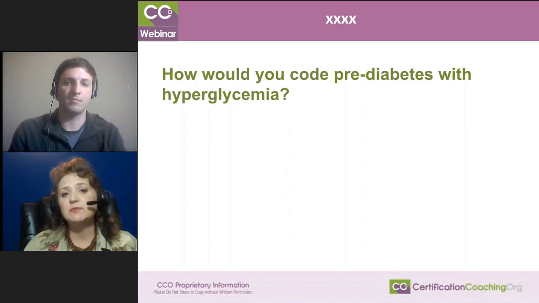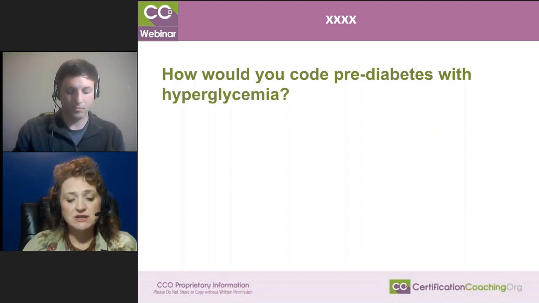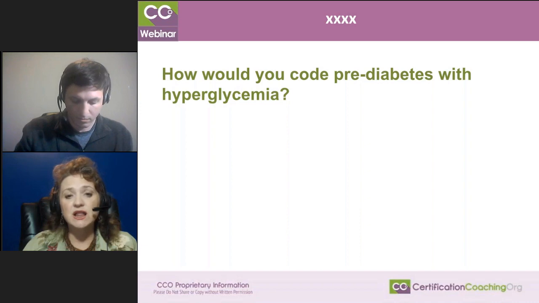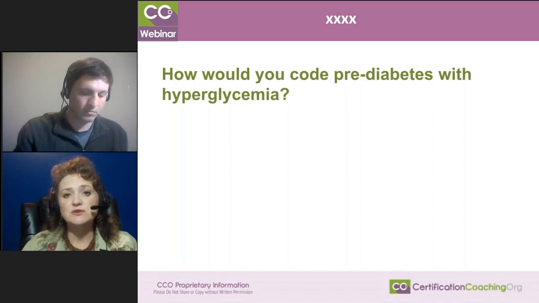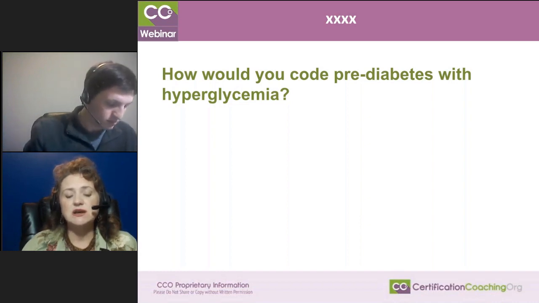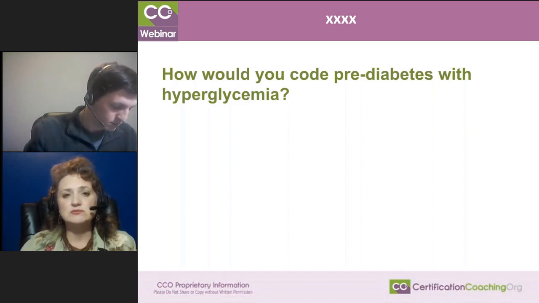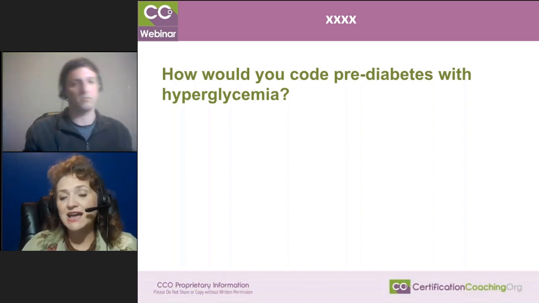Now, prediabetes is not diabetes. It is not the diabetes code E11. It is not going to be E11. It's not going to be E10. It's not going to be E13 or 12. Those are your main endocrine codes. But I can tell you a quick way to look this up.